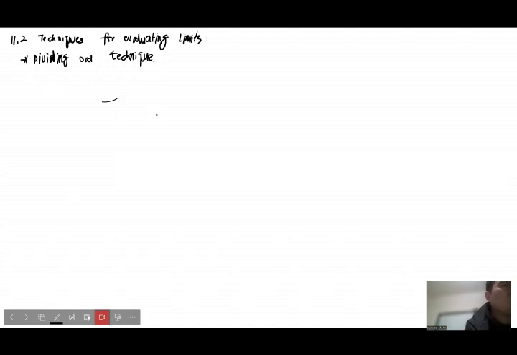So let's just solve example number one to find out how to use that dividing out technique. So example number one.